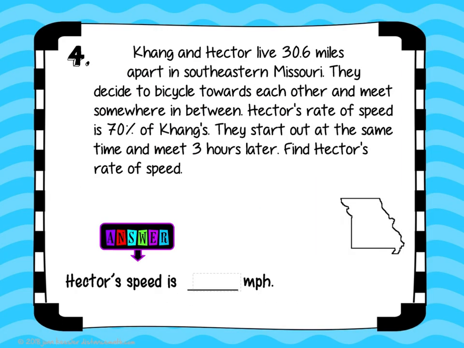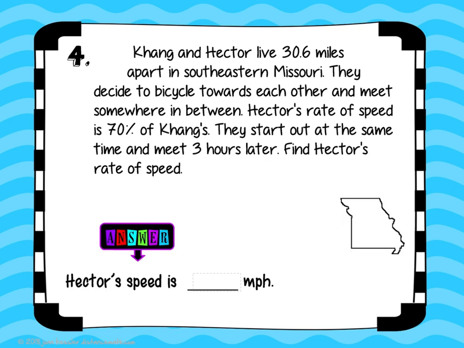For this next one, it says Kang and Hector live 30.6 miles apart in southeastern Missouri. They decide to bicycle towards each other and meet somewhere in between. Hector's rate of speed is 70% of Kang's. They start out at the same time and meet 3 hours later. Find Hector's rate of speed.